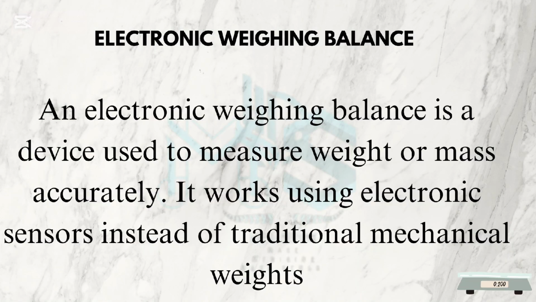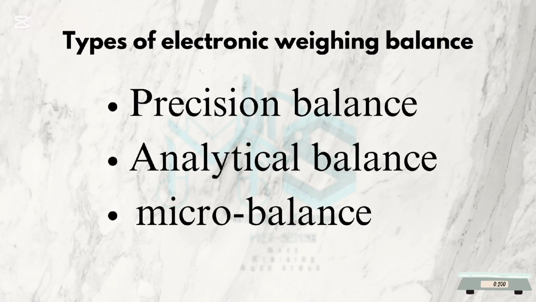An electronic weighing balance is a device used to measure weight or mass accurately. Emphasis on accurately. It works using an electronic sensor instead of the traditional mechanical weights. Types of electronic weighing balance. We have the precision balance, the analytical balance, and the micro balance. The most common amongst all of them is the analytical balance, and we're going to be seeing the diagram shortly.